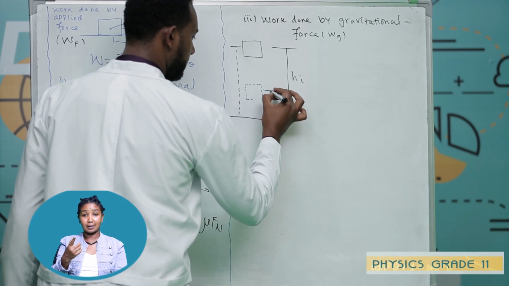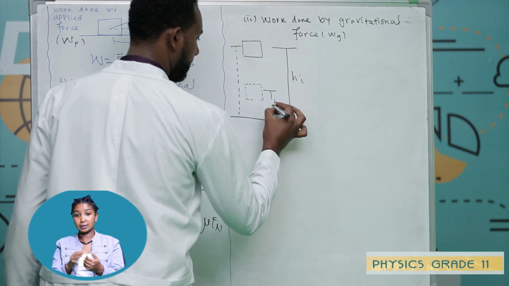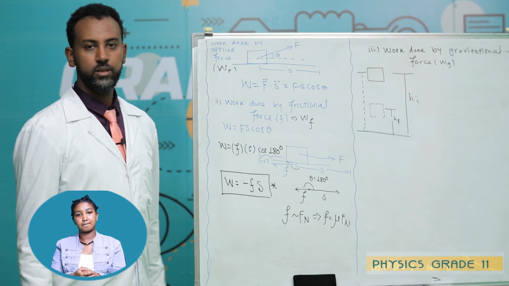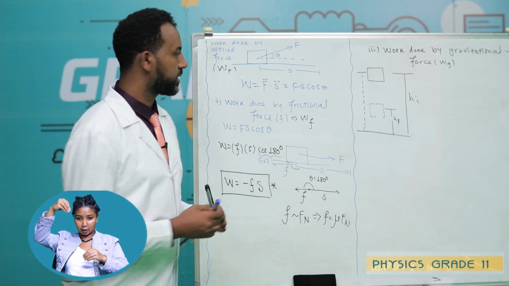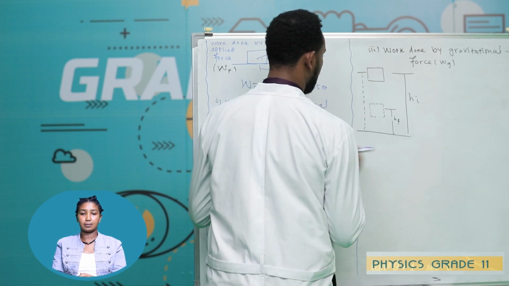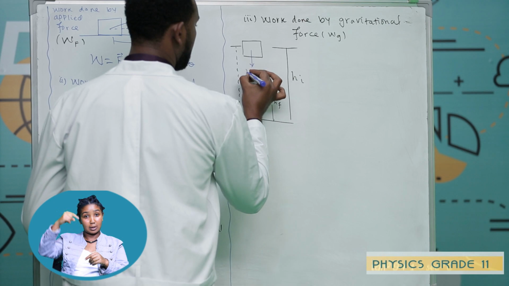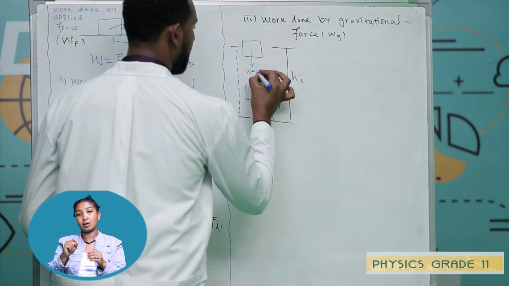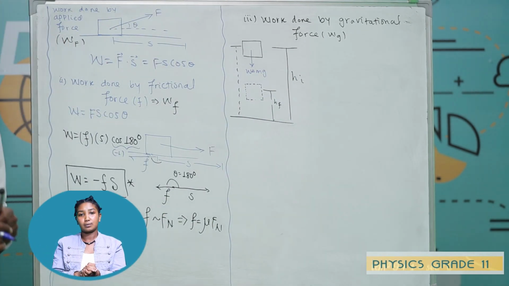And the current position of this object is HF. We can represent it like this. Now, students, gravity is acting downward. It's always acting downward. Gravity is due to the weight of the object. That is a force, which is mass times gravity. Mass times gravity is the weight of the object.